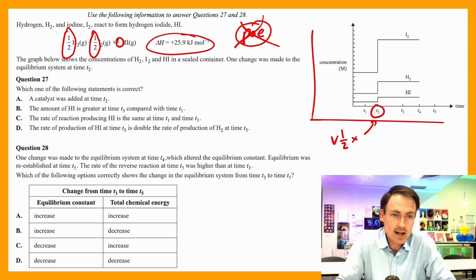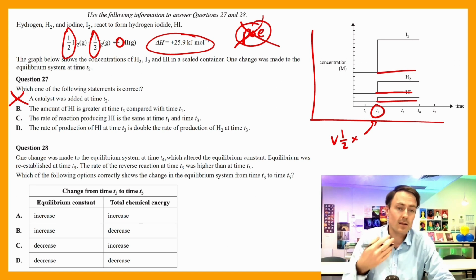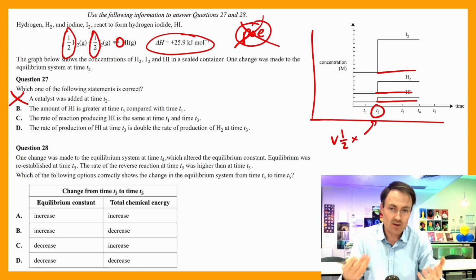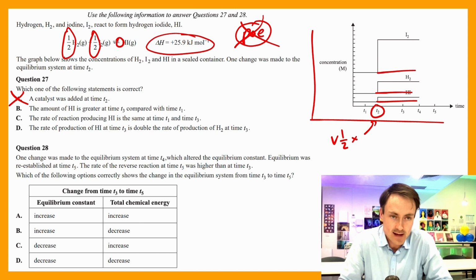Which one is correct? A catalyst was added. No, that's wrong, because if a catalyst was added, the concentrations would stay static. When a catalyst is added to an equilibrium mixture at equilibrium, no change happens in the concentrations of anything. It's already at equilibrium. If it wasn't at equilibrium, it would reach equilibrium faster, but the rates will increase, but not the concentrations if a catalyst is added.